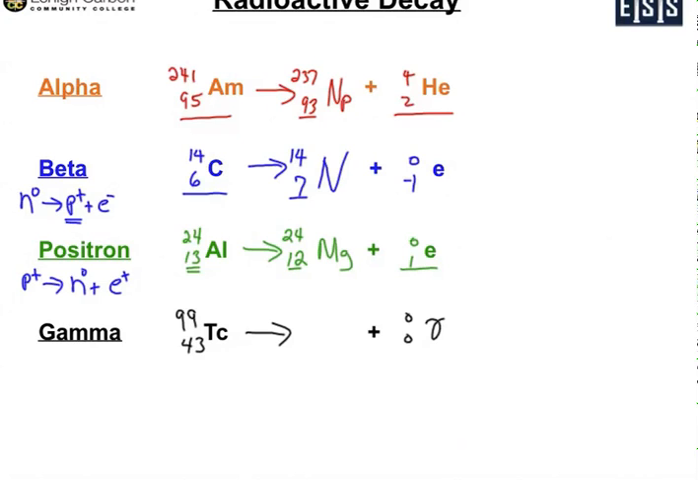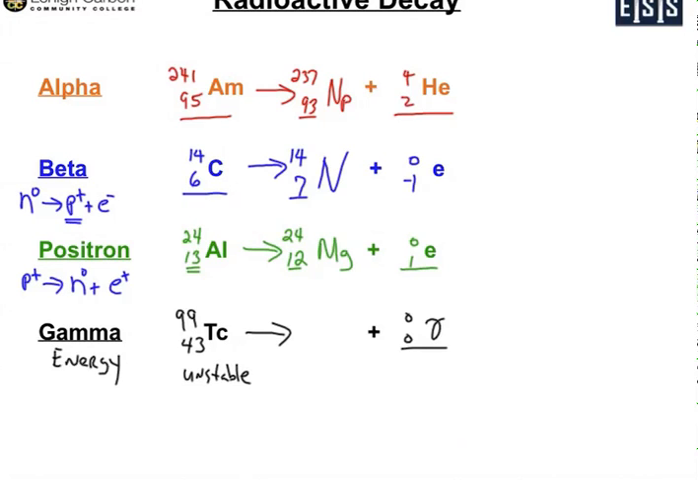So you have formed magnesium, and a positron has been emitted from the nucleus. In the last decay, we're going to represent a gamma decay here. A gamma decay is strictly a decay in energy. So you have an unstable nucleus here. It's going to release some energy in the form of a gamma ray.